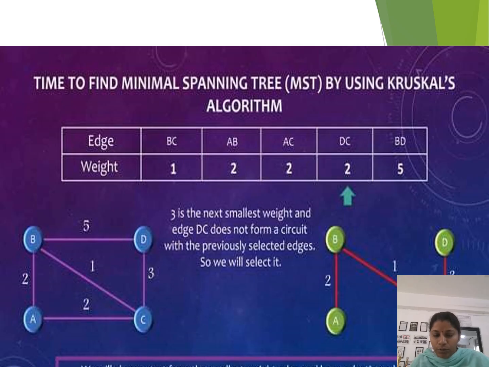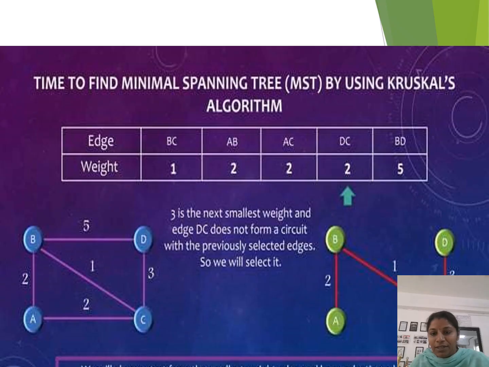Next, we need to select the next edge. In the tabular column, we have taken BC, then we have taken AB and rejected AC because it forms a circuit. So we have rejected that. And the next edge is DC. Sorry, I made a mistake there. The DC weight is 3, not 2.